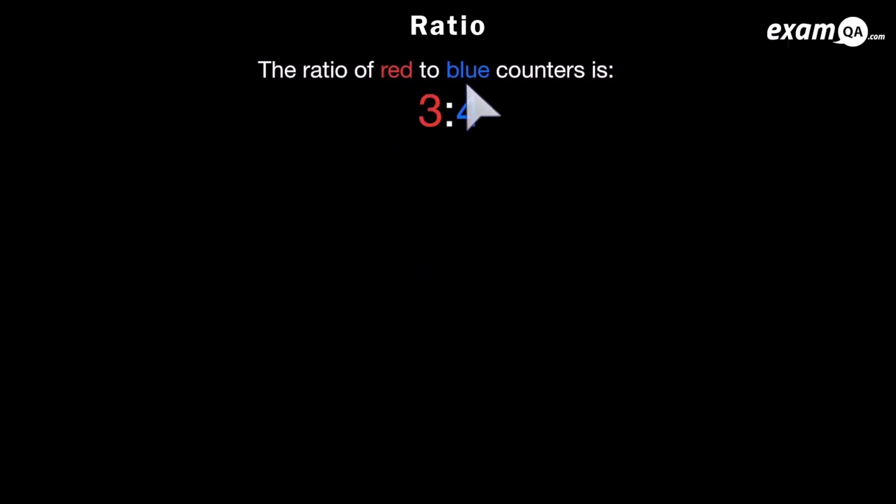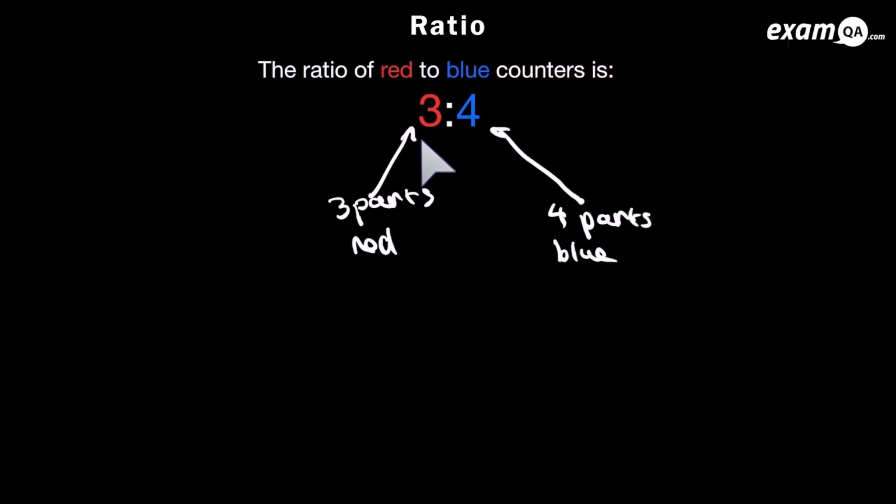We've got red and blue counters and they're in the ratio of 3:4. Now, when we see a ratio like this, 3:4, this is the way I'd like you to look at it. I want you to look at it as 3 parts and 4 parts. So we have 3 parts red and we have 4 parts blue. Now remember, ratio 3:4 does not mean there's 3 red counters and 4 blue counters. So don't make that mistake. Okay, we're going to say that there's 3 parts red and 4 parts blue.